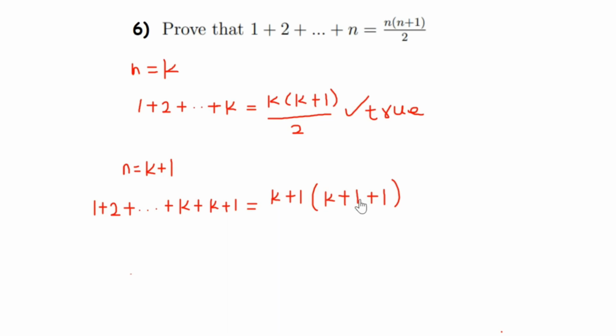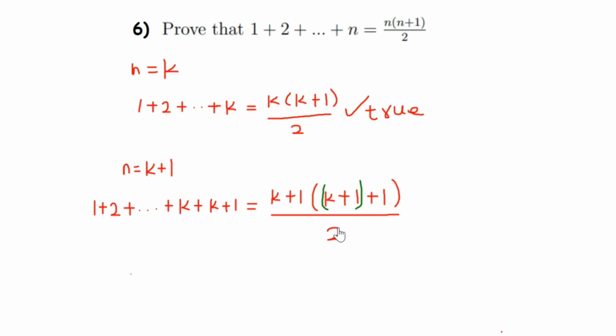So let's look at that. You can write this k plus 1 in a different bracket here, so that it will not confuse us. So all this divided by 2. All this divided by 2.